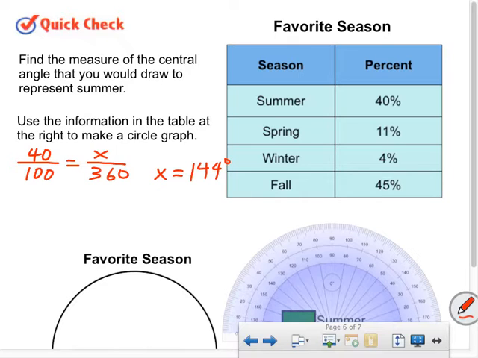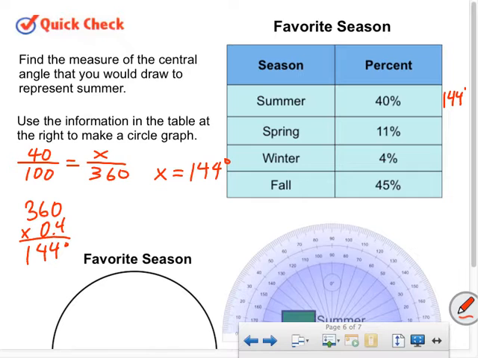Okay, so can somebody tell me another method? What's the other method I can use here instead? Think about the warm-up. I could change 40 into a decimal, so I would take 360 and multiply by 4/10 or 40 hundredths. And that's going to give me back the same amount, 144 degrees. Okay? So summer, the central angle would be 144 degrees.